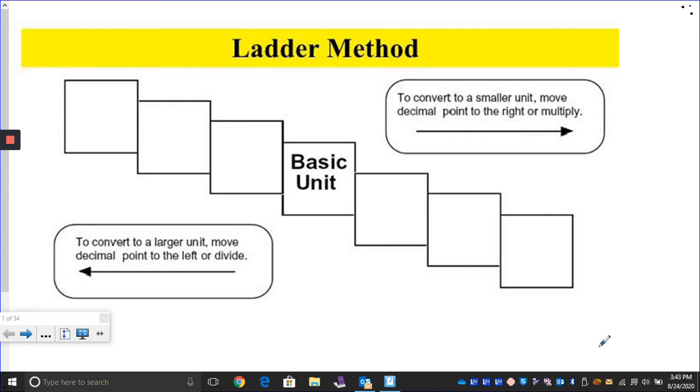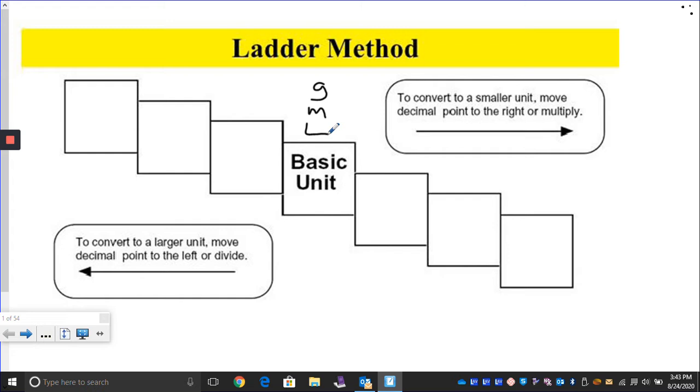Kiddos, today we are going to review how to make metric conversions. The very first thing we want to focus on is the basic units. The basic units we have are grams, meters, and liters. Everything will be a factor of our grams, meters, and liters. We'll use prefixes to put in front of those to make them larger or smaller units.